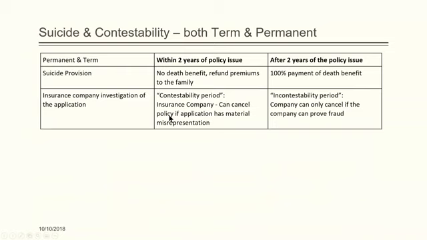and they can cancel the policy if the application has material misrepresentation. I mean, if the client basically lied on their application or committed fraud, then the company has the right to cancel the policy. After 2 years, it's called the incontestability period. The company can only cancel if they can prove fraud, if they can prove that the client did this to take advantage of the company, that there was bad intention there. Only then can they cancel it. So this is the concept of the contestability and incontestability period.